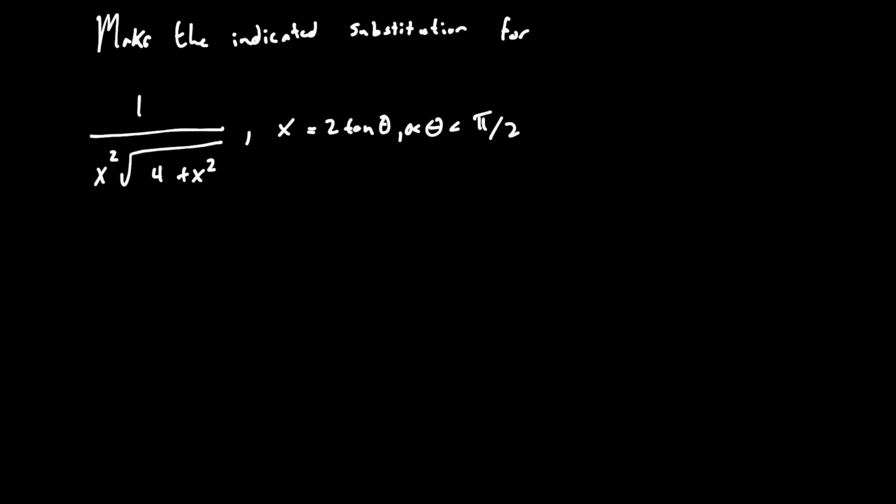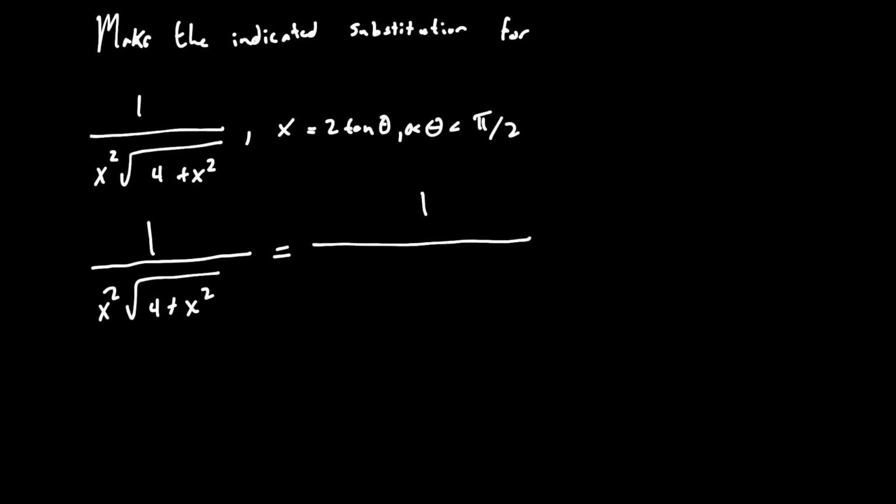First, let's go ahead and rewrite our expression, which is 1 divided by x squared times the square root of 4 plus x squared. Now, replace each x with 2 tan theta. This is equivalent to 1 divided by 4 tan squared theta times the square root of 4 plus 4 tan squared theta.